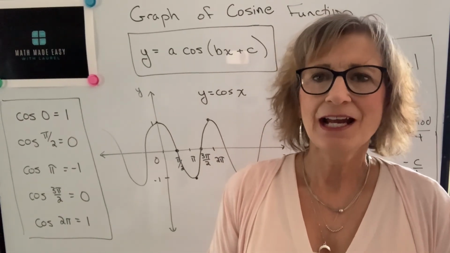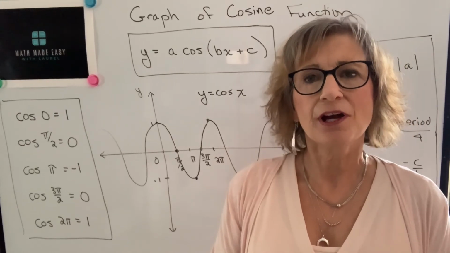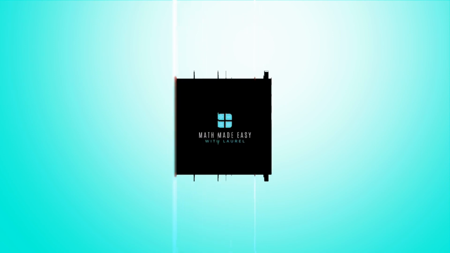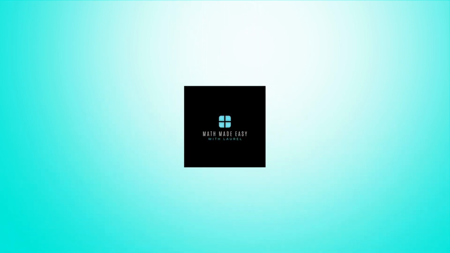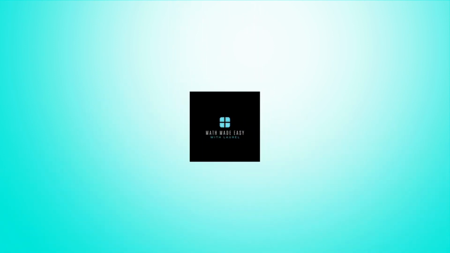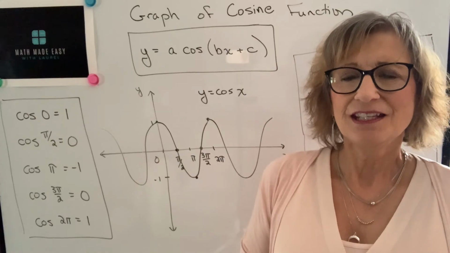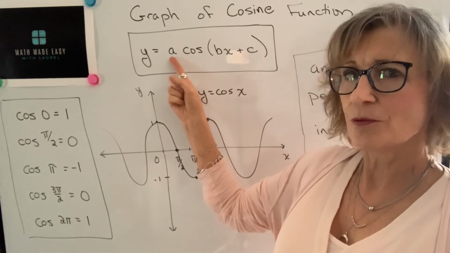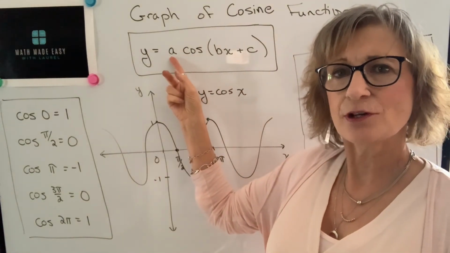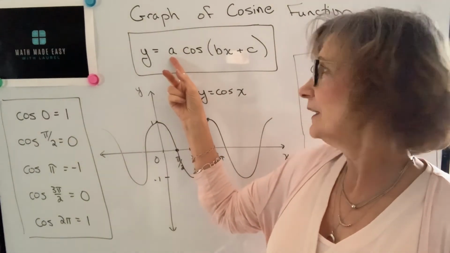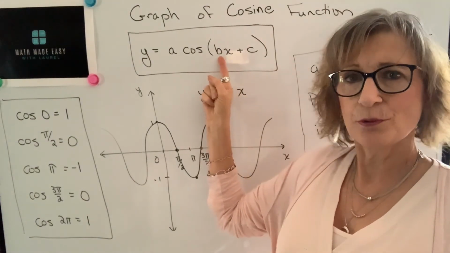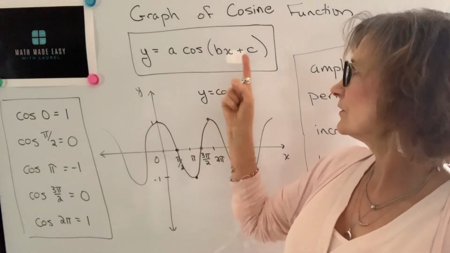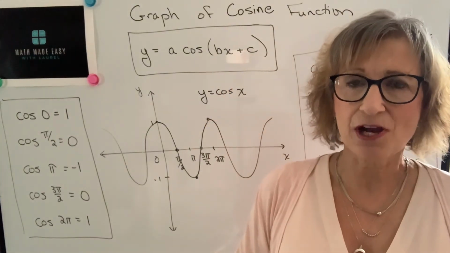I'm Laurel, and this is part two in the graph of the cosine function. In the first video on the graph of the cosine function, I talked about how the value of A transformed the shape of the graph. I talked about how the value of B transformed the graph. And in this video, we're going to take a look at how C transforms the graph.